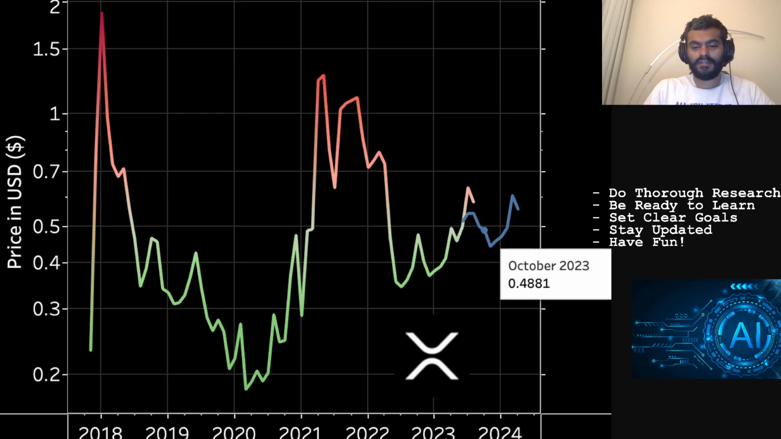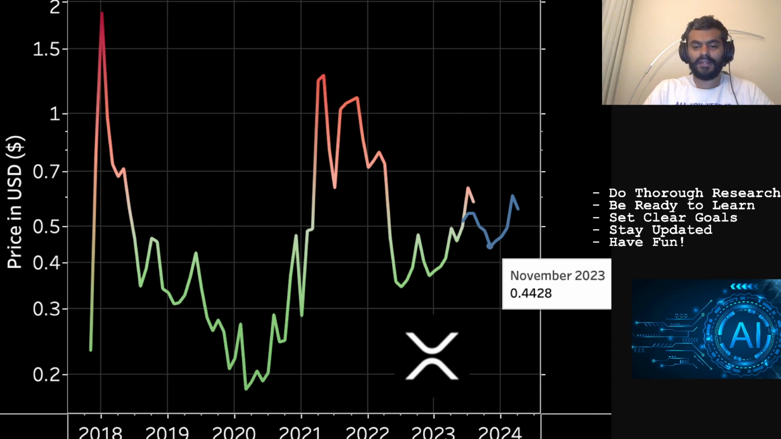For October it's at 48 cents, and again, this content is derived by using historical price action, statistics and AI, and it's not financial advice. It's a use of those data points to forecast future price action. So for October, it's at 48 cents.